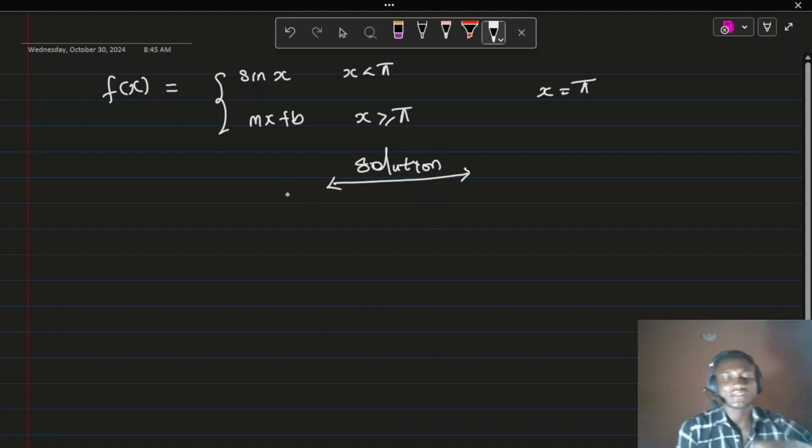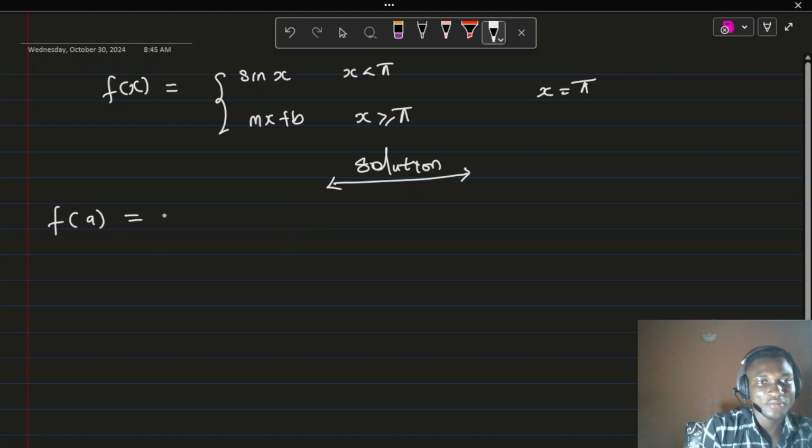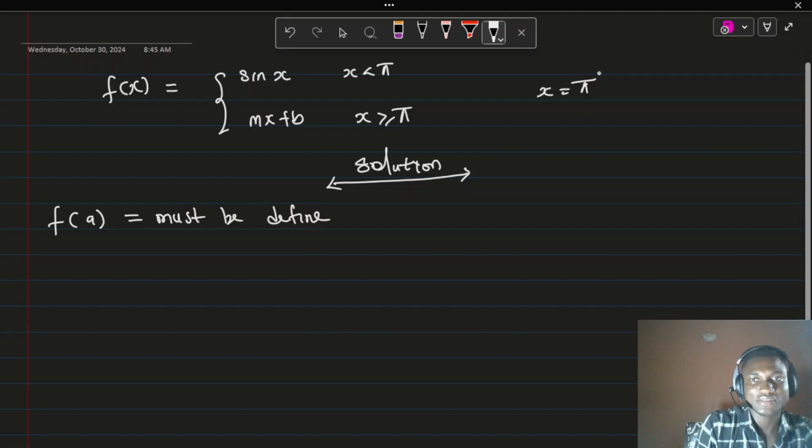Now remember that in our last video we talked about the three tests for continuity. If you remember, we talked about the three-step continuity test. So the first step we are going to be using it here: f of a must be defined. And if you check, our a now is equal to pi. So f of pi must be what? Must be defined. So what's our f of pi?